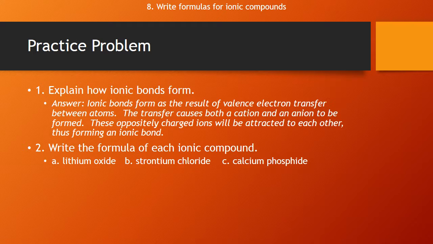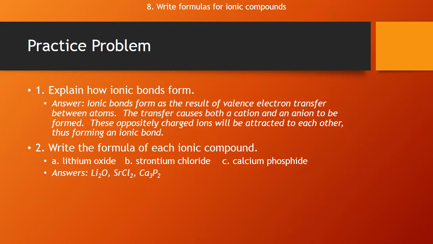Okay, you've had a chance to try this. So for lithium oxide, we should have Li2O. The reason being lithium is 1 plus and oxide is 2 minus. So that means we need 2 lithium ions to cancel the charge. So Li2O. B, strontium chloride, should be SrCl2.